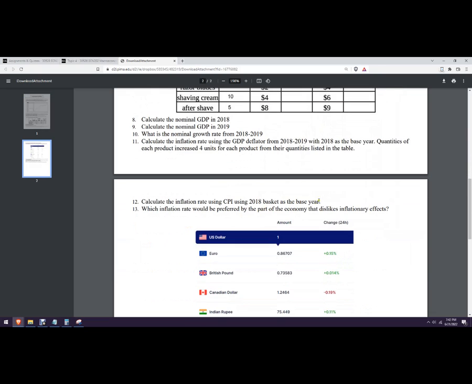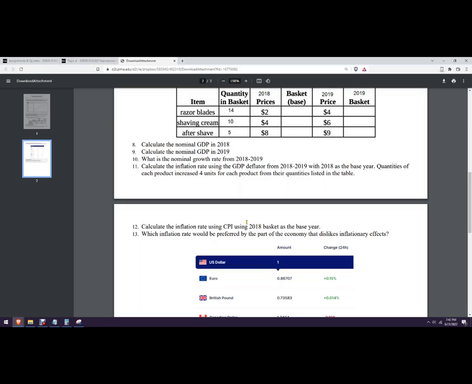All right, calculate the inflation rate using CPI. Now we're going to have a base year set of prices, but then we're going to increase the quantities by 4. So we're going to use the CPI method there. CPI again uses a fixed price level, but then changes the quantities and then calculates the inflation. Which inflation rate would be preferred by the part of the economy that dislikes inflationary effects? The inflation rates are different using the GDP deflator versus CPI, just as it is today. They're not radically different, they're similar, but CPI is always going to give a higher inflation number than the GDP deflator.